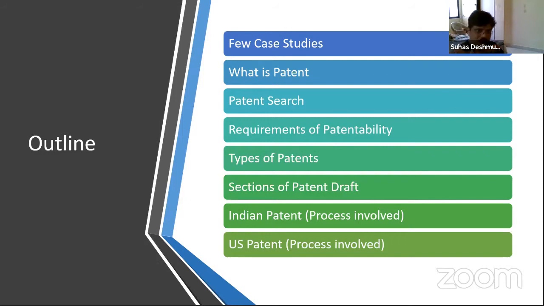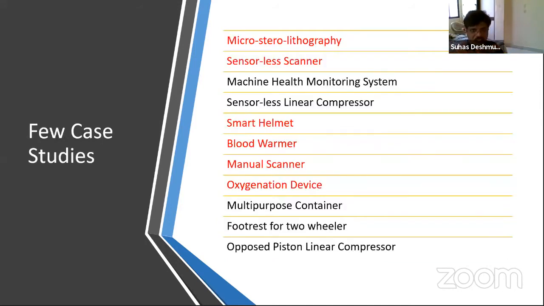And then we are going to discuss what a patent means, what is the way we can go for patenting, what its requirements are, and what the different types of patents are. Many things we are going to discuss. Basically, I will start with the case studies, and whatever is indicated in red color are the case studies I'm going to discuss. We have a large bunch of case studies, but out of that, only these five to six we are going to discuss.